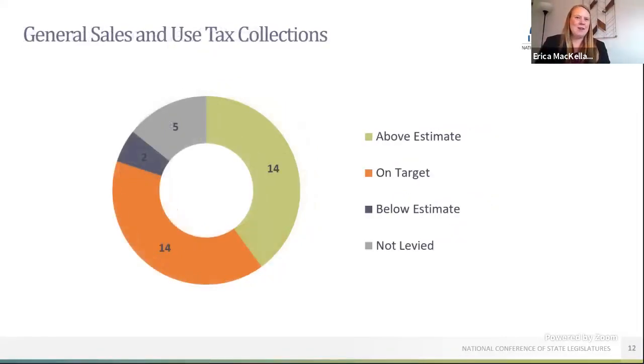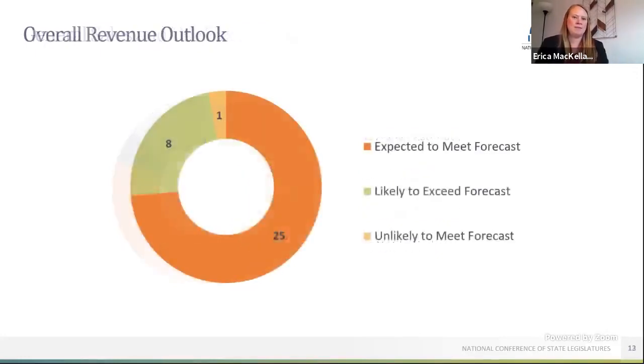All right. General sales and use tax collections, the second largest state tax category, are also performing really well. 14 states are above estimate, 14 states on target, and only a couple are expected to be below. So I think it's really good news that we're seeing these come in on target, and we'll talk in just a minute about the reasons for that. Overall, at the end of the fiscal year, most states right now are expecting to meet or exceed that forecast. Again, this is relative to those pandemic estimates, but generally good news.